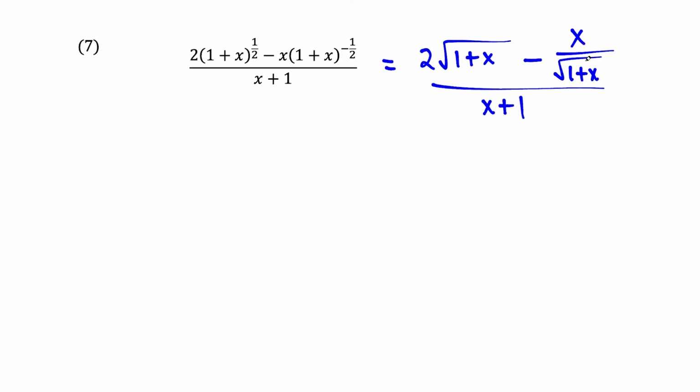So now we want to get rid of this denominator in the fraction on top. So I'm going to multiply the top and bottom by radical 1 plus x. Okay, so let's just go ahead and do this. And we're going to distribute this to the 2 terms on top.